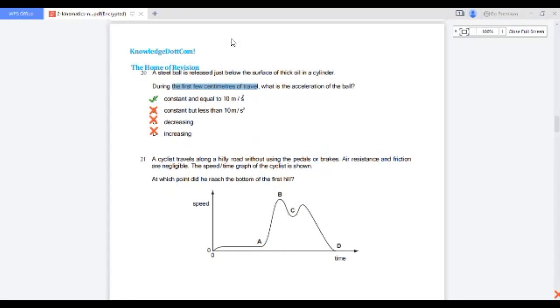Okay, so next is, a cyclist travels along a hilly road without using the pedals or brakes. Air resistance and friction are negligible. The speed time graph of the cyclist is shown. At which point did he reach the bottom of the first hill?